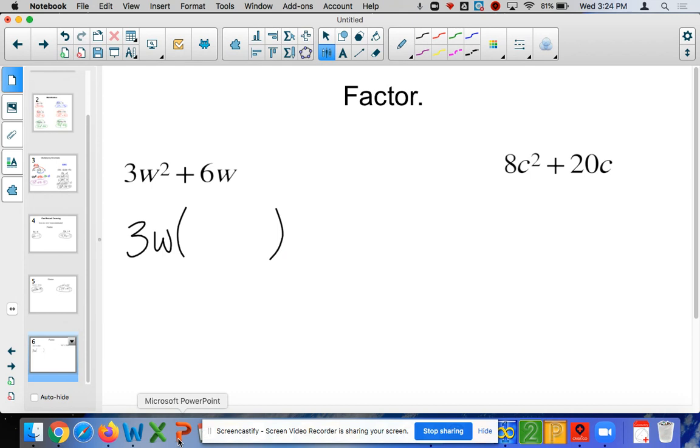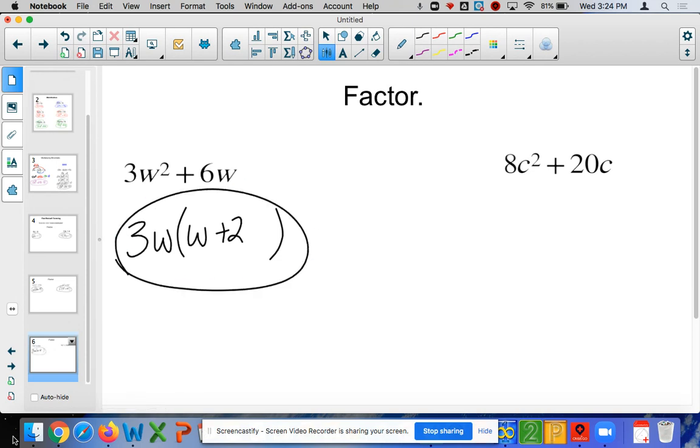I took the 3 out of 3w squared, so I know I don't have a 3 in my parentheses. I took 1w away from my w squared, so I have 1w in my parentheses. 3 times what is 6w? 3 times what is 6? Let's just start with there. 3 times what is 6? That's a positive 2. Do I need to put a w in there? Nope. 6w has 1w in there, and I already factored out 1w. So we're good. That's it. Boom.